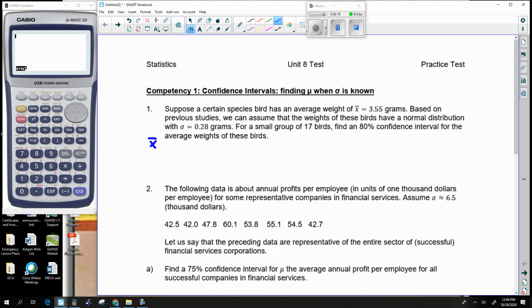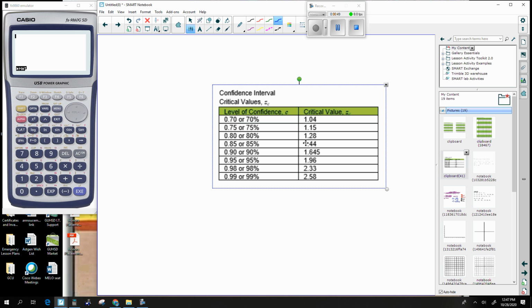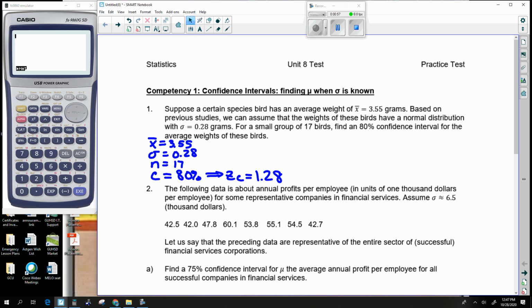So we have a sample average of 3.55, sigma of 0.28. Again, this is the determining factor on how we do this problem. The sample size in this case is 17 birds, and we want a confidence of 80%. So we go ahead and turn that into a ZC. For that, we need that Z box thing. So the 80% is 1.28. So this is going to be 1.28 in this particular problem.